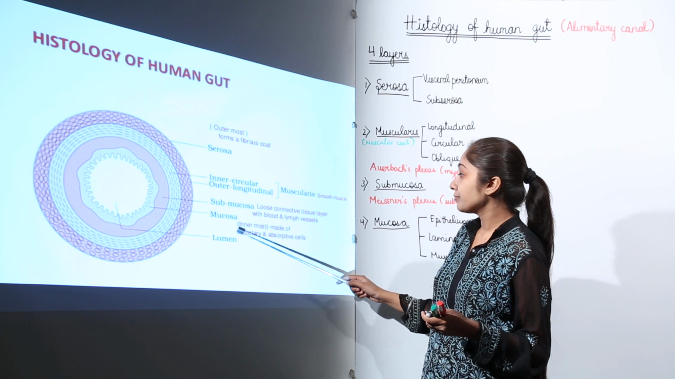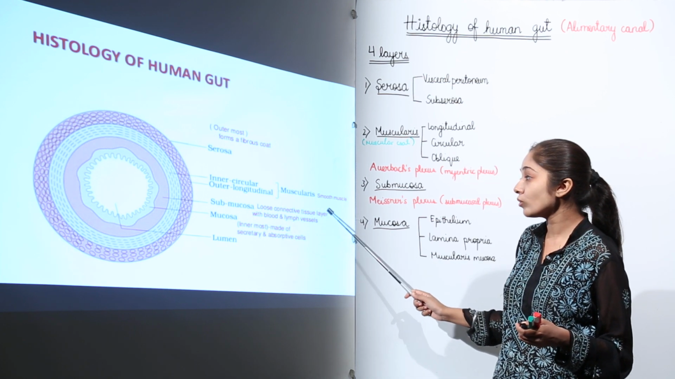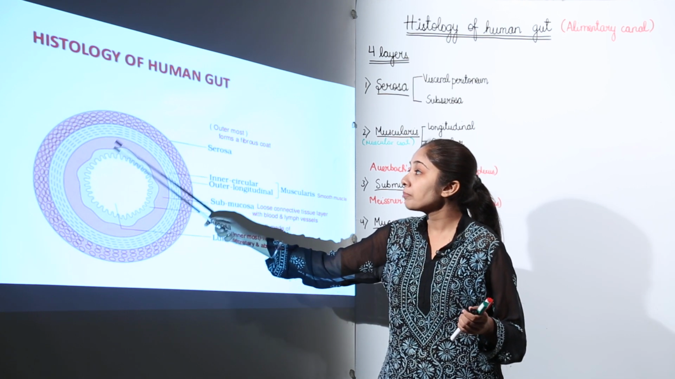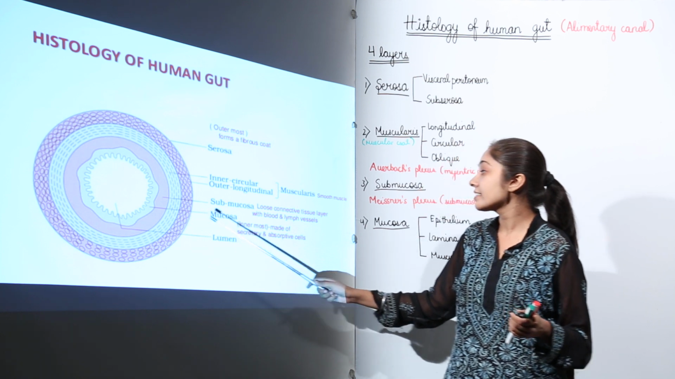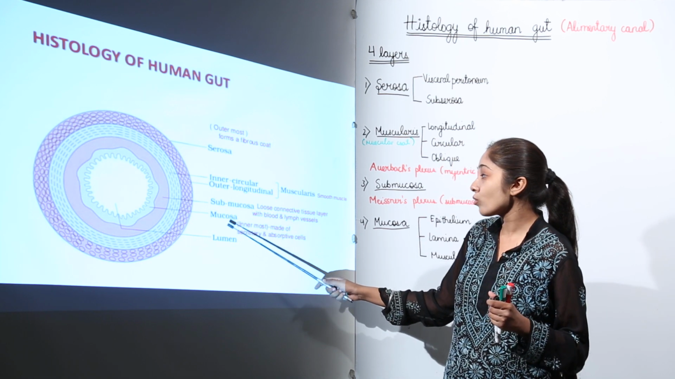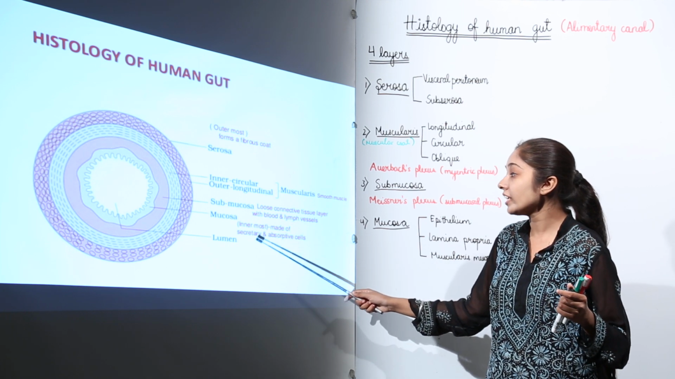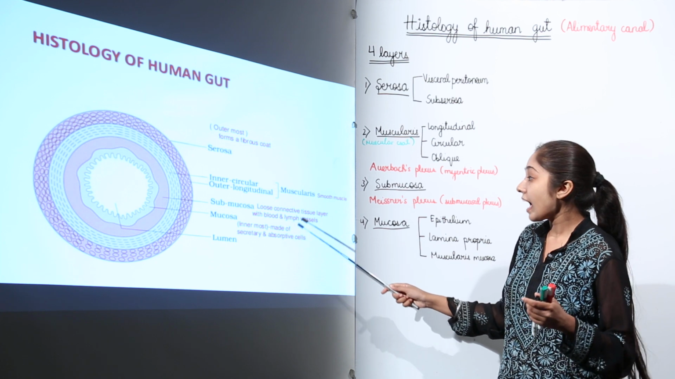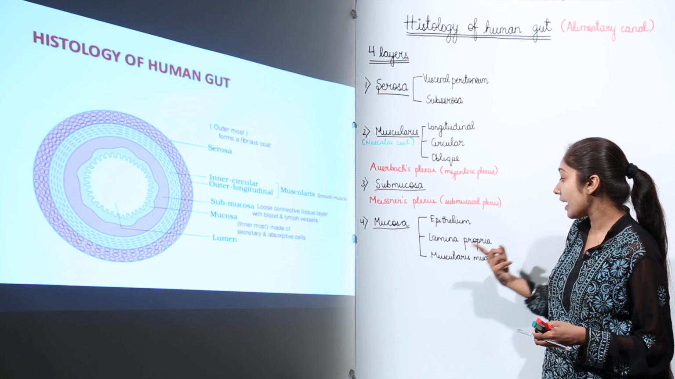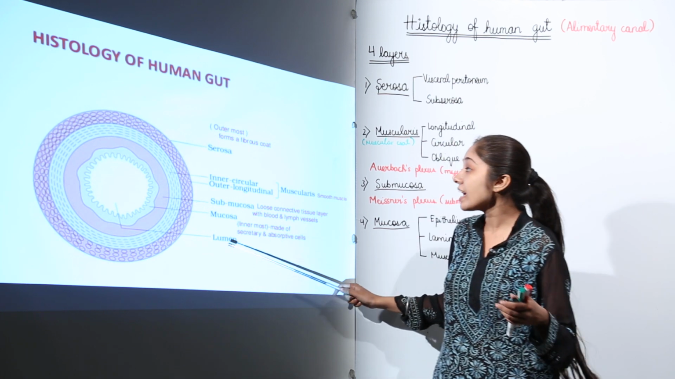Then we have the submucosa. It is made up of loose connective tissue with blood and lymph vessels. Then we have mucosa. Now mucosa is the innermost layer which is made up of secretory and absorptive cells, and in mucosa we have the epithelium, the lamina propria and the muscularis mucosa, and the cavity, as I told you, is known as lumen.